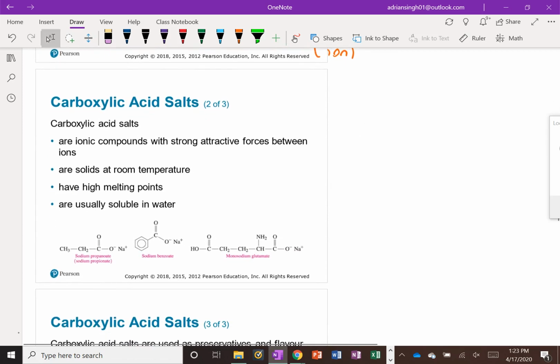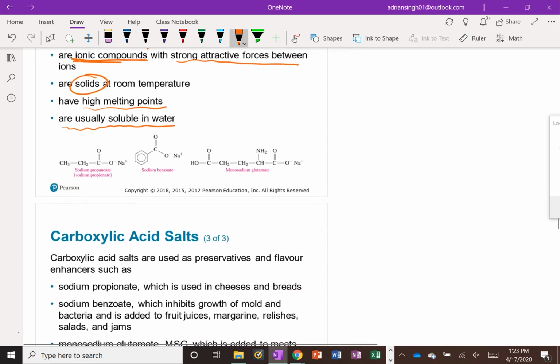These carboxylic acid salts, they are salts. As you probably know, a salt is an ionic compound. So we have positive and negative ions. And those strong attractive forces are the ionic bonds between them. These tend to be solids at room temperature, which means that they have high melting points. And because they're salts, they tend to be soluble in water.